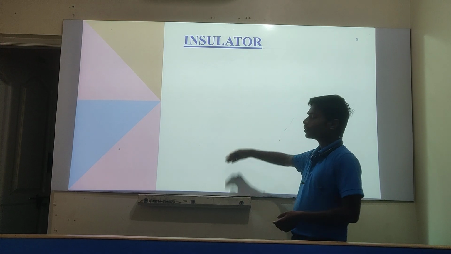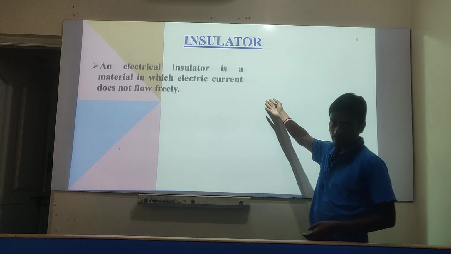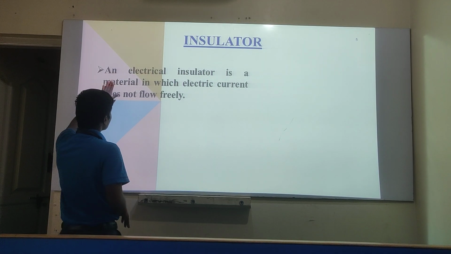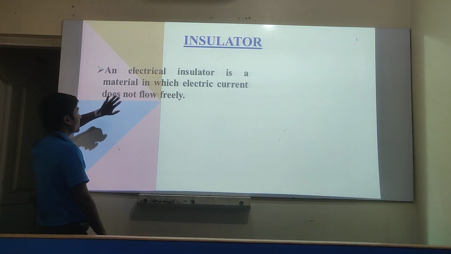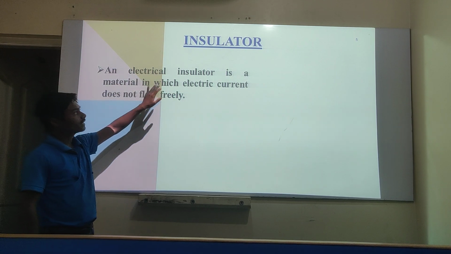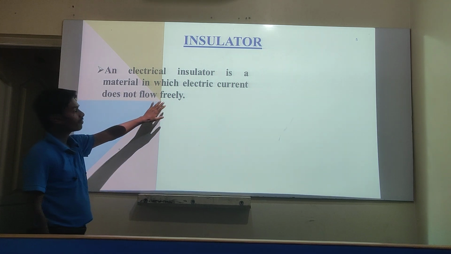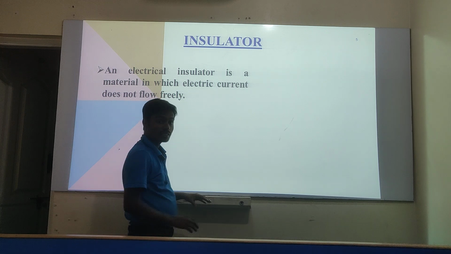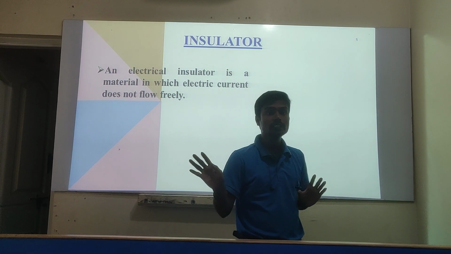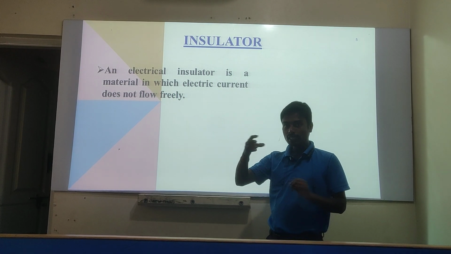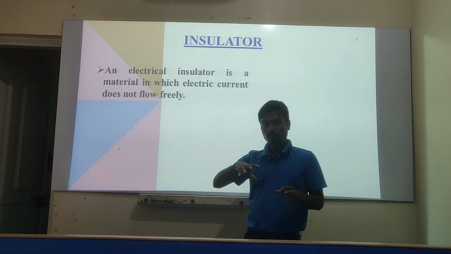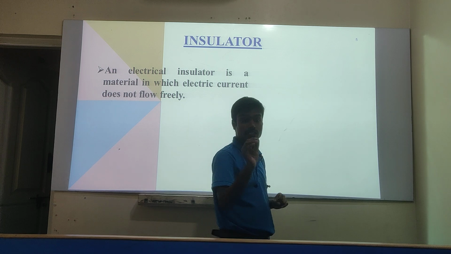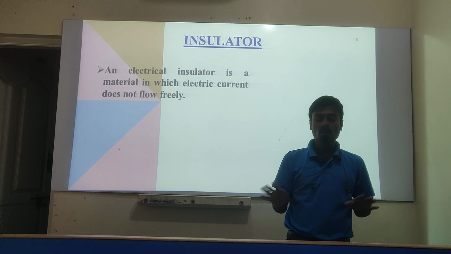So first we are going to see insulators. Okay, because insulator is less. So an electrical insulator is a material in which electric current does not flow freely. In the insulator, electric current cannot flow easily. Means if you are giving some third party material on that, then it might flow the electricity. But if it is a pure insulator, then it cannot flow the electricity.